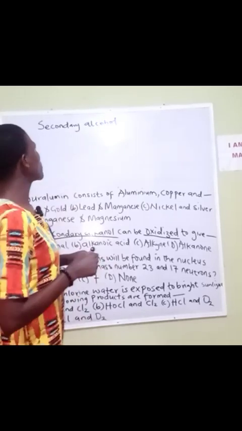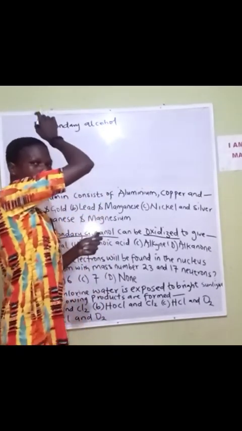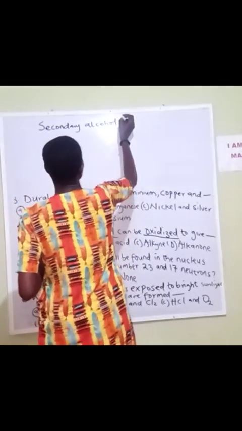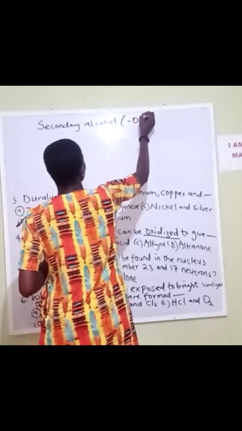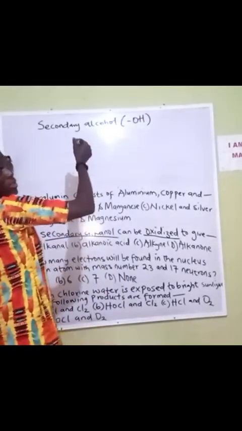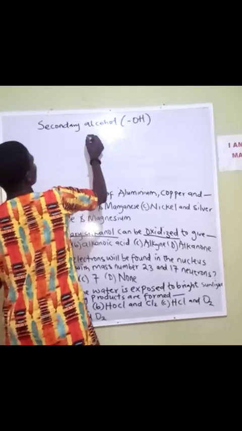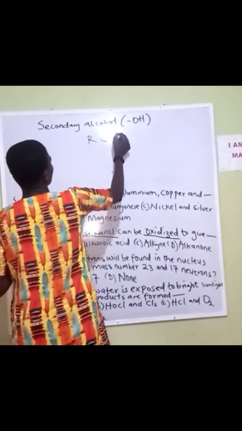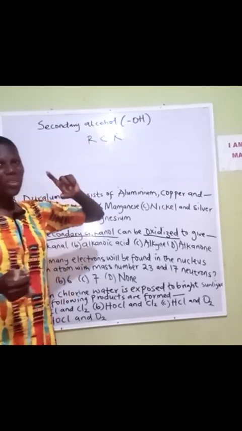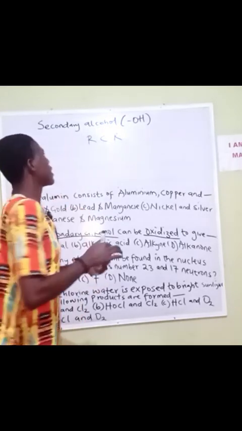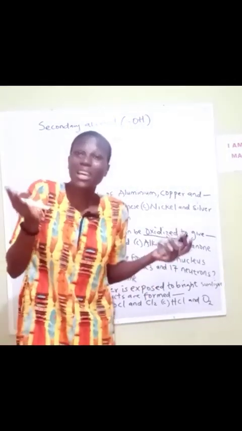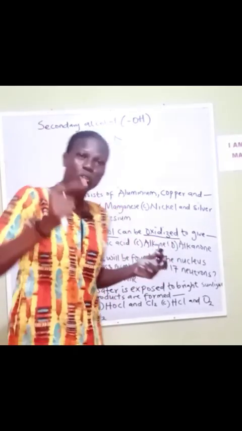Now secondary alcohol simply means that the alcohol is attached to a hydroxy group, that's OH. Now what do we mean by a secondary alcohol? It simply means the carbon atom having two alkyl groups attached to it, along with a hydroxy group. This is what it means.